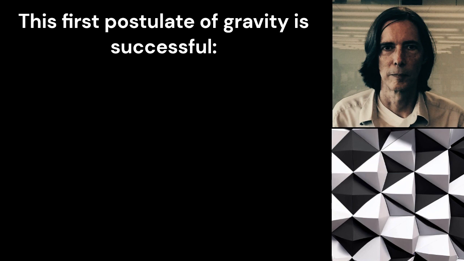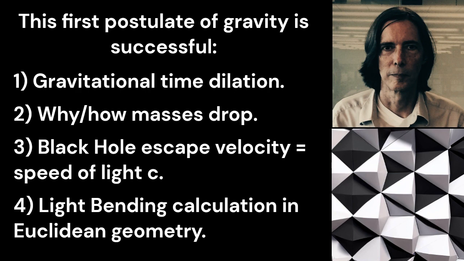been very successful. It allowed correct, accurate calculation of gravitational time dilation. Also explained how and why masses drop at acceleration g in a gravity field using our constructive model from special relativity. Also consistent with the fact that the escape velocity of a black hole is the speed of light c. And also provided a means to calculate the bending of light by the gravity of the sun using a simple geometric foundation of Euclidean geometry without going into the complex curved Riemann geometry that Einstein used.